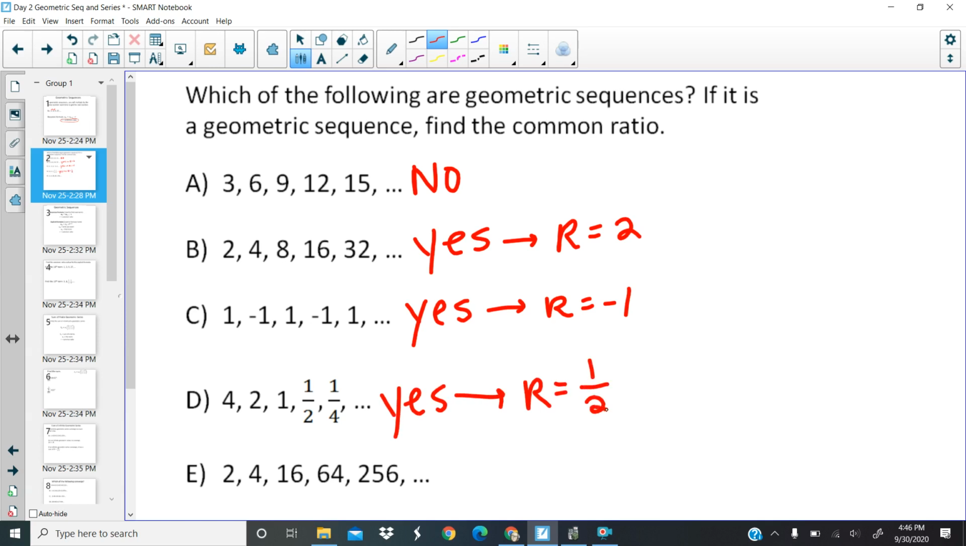And on E, from 2 to 4, you're multiplying by 2. From 4 to 16, you are not multiplying by 2. And it looks like in this one, each of these is being squared. So that is not going to be considered a geometric sequence.